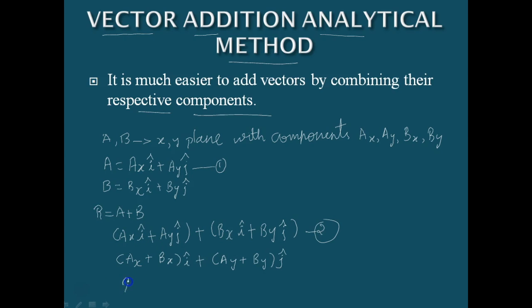And we also know the vector R, that is the resultant vector, can be represented using components, that is Rx i cap plus Ry j cap, isn't it? We can represent vector R using the components Rx and Ry. So let us take it as equation number 3. And if you compare equation number 2, that is what we got after simplifying, with equation 3, in place of Rx, we have Ax plus Bx, and in place of Ry, we have Ay plus By. You can see this.